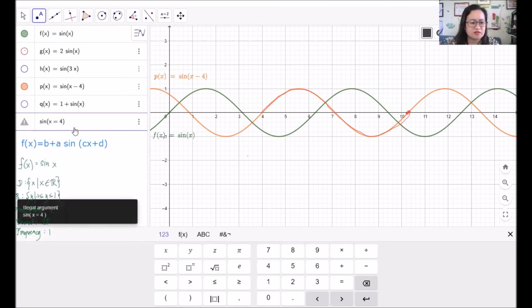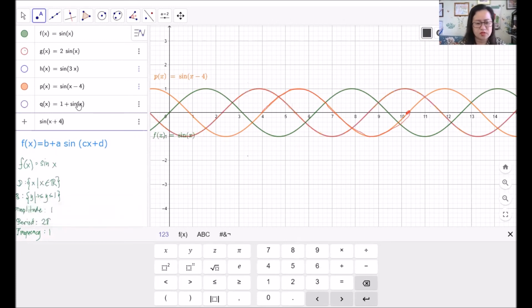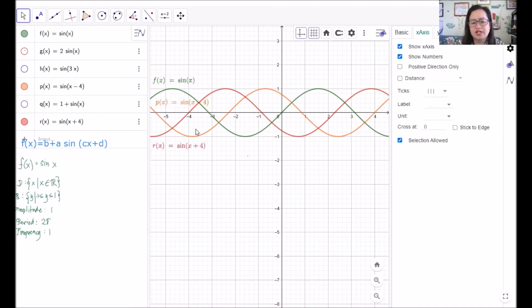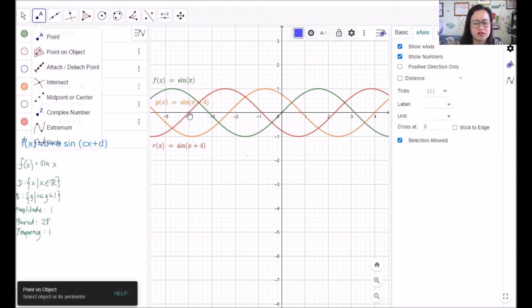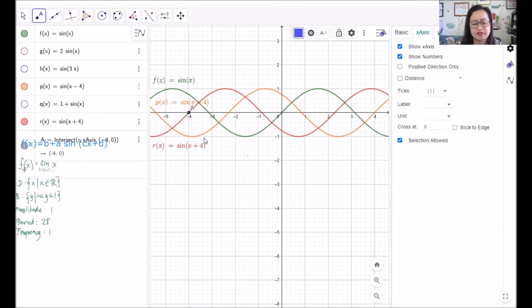So in this case, sorry for that, x plus 4. So take a look. We have the red graph. If we will have x plus 4, okay, let's see. It's like moving 4 units to the left. Okay, so if you have D equals to a positive number, it's a shift to the left, while if you have a negative number, it's a shift to the right. Okay, since we have the general form, that is f of x is equal to b plus a sine of cx plus d.